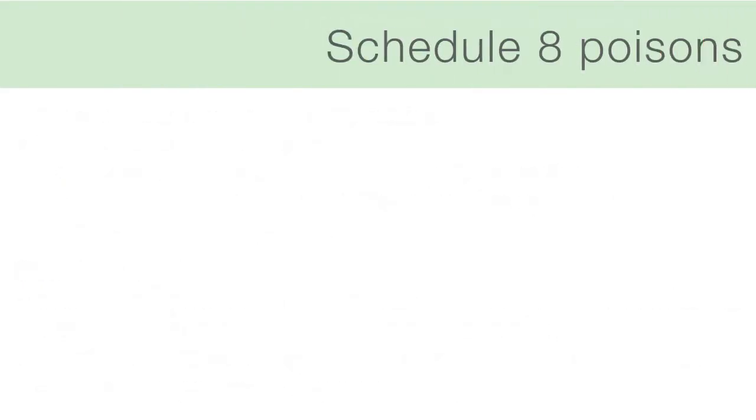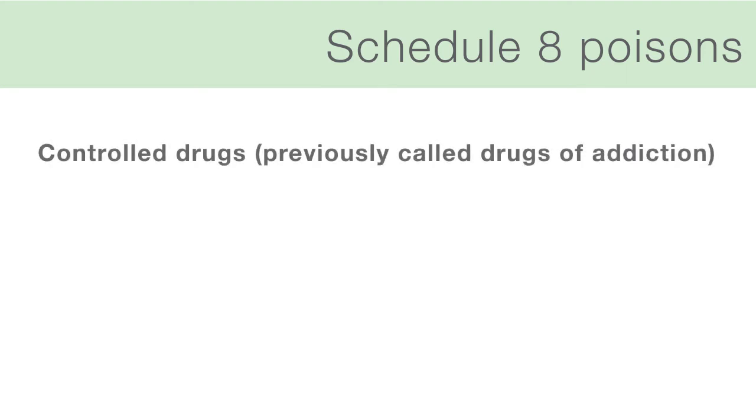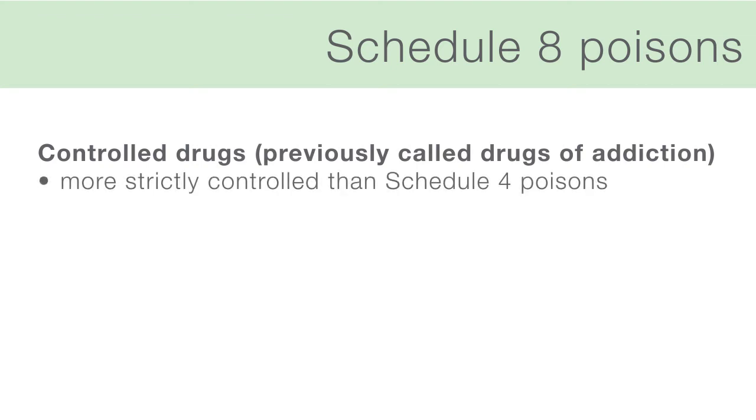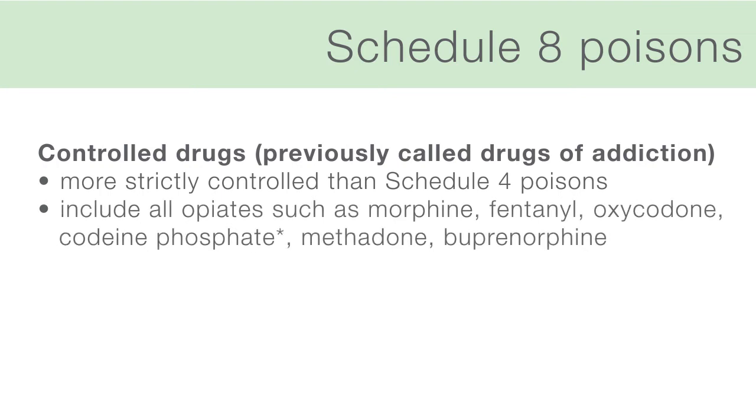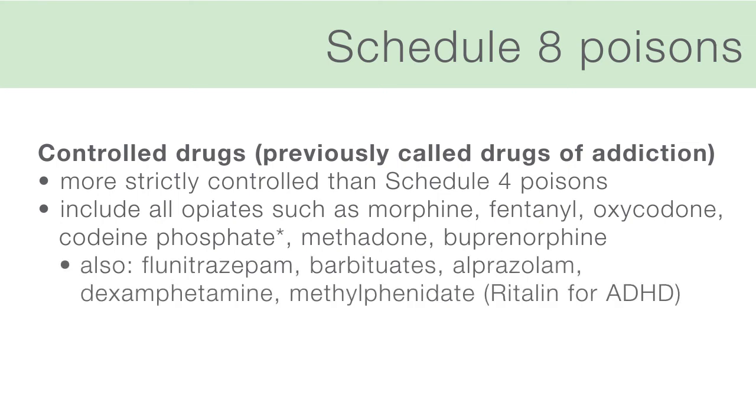Now, we've mentioned S8 medications, otherwise known as Schedule 8 poisons. These are controlled drugs, previously called drugs of addiction, and they're much more strictly controlled than the usual things we prescribe, such as S4 medications. And they include all opioids, including morphine, fentanyl, oxycodone, codeine phosphate, methadone, and buprenorphine. And they also include 2 benzodiazepines, flunitrazepam and alprazolam, as well as the barbiturates and the medications for ADHD.